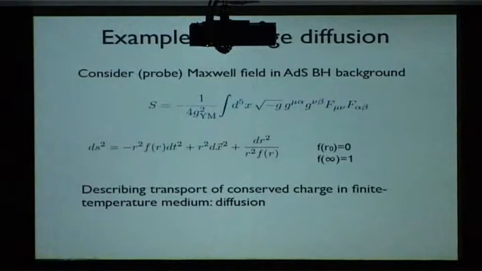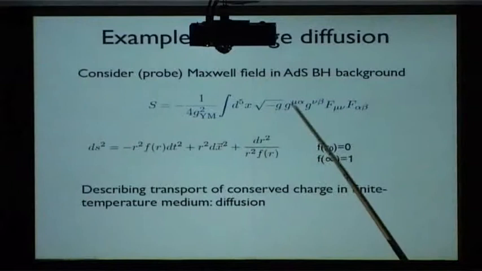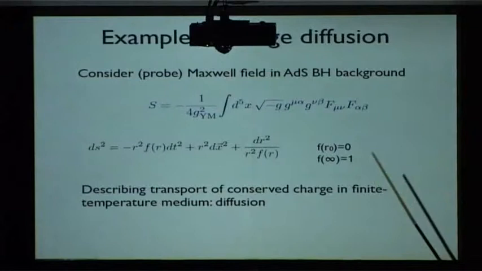Now let us discuss one example where we know exactly what kind of infrared behavior we should expect. And that example is charge diffusion. If we have a finite temperature medium with a conserved charge, then the behavior of charge density is described by a diffusion equation.